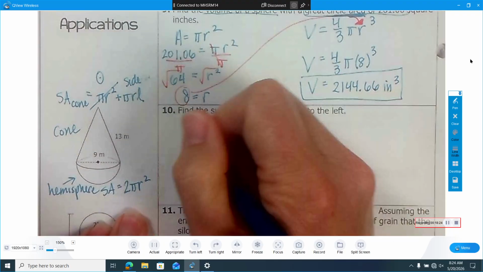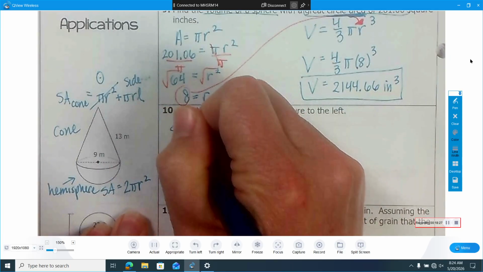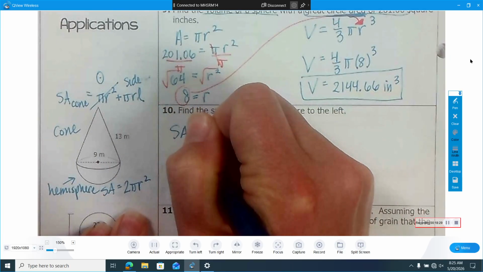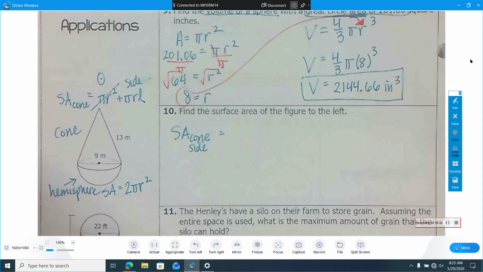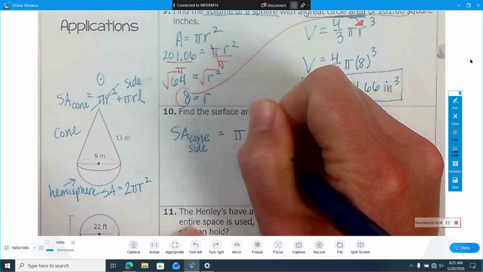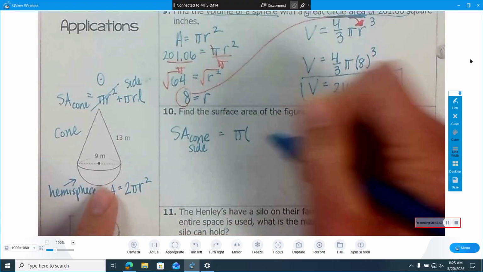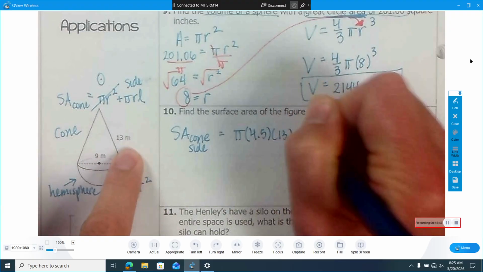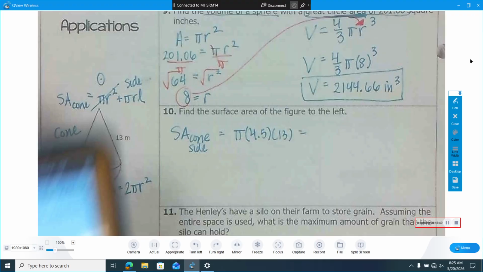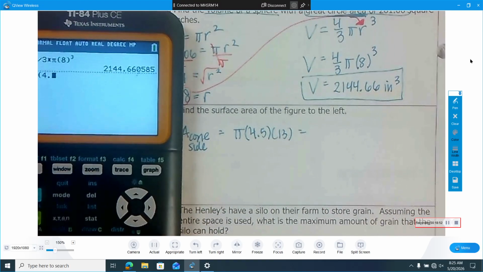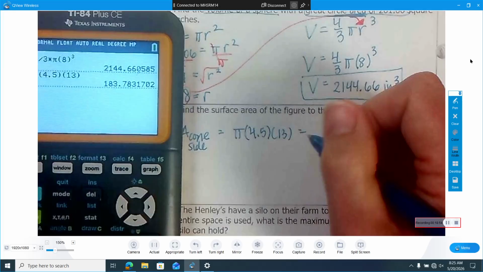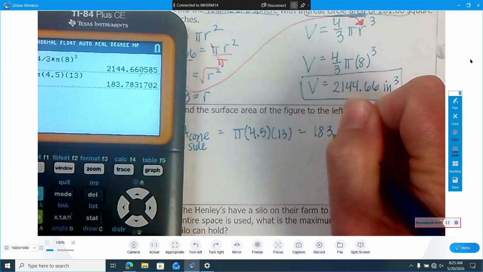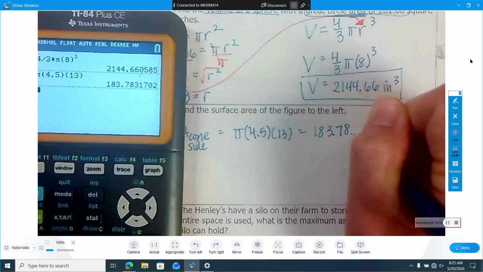So here, to find the total surface area, we want to find the surface area of the cone, and we want just the side of the cone, not the whole cone. I don't need the cap. I don't need that circle on top, or in this case, on the middle. And so it's just pi times radius. What's the radius? 4.5. And our slant height is 13. So pi times 4.5 times 13 is 183 point, I'm going to do 7, 8, it goes on.